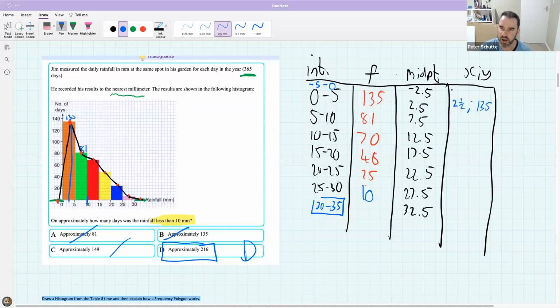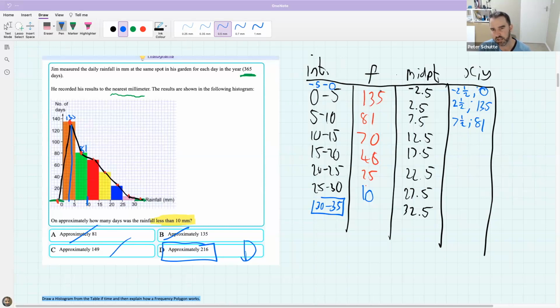The one on the ground is just going to have a 0 frequency. Then the next point over here is halfway between 5 and 10, so that would be 7.5. And then the frequency count would be 81. So you can get the coordinates of the frequency polygon just by finding the middle of the interval and using the frequency column.